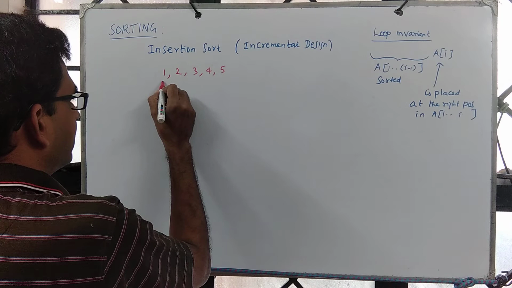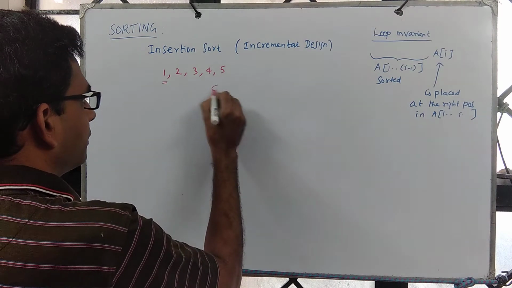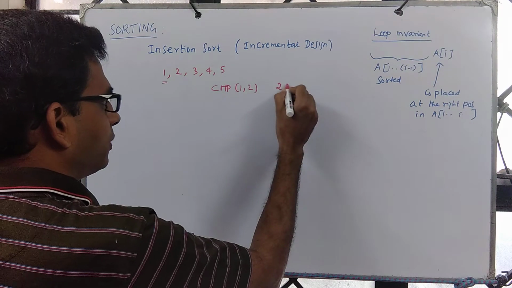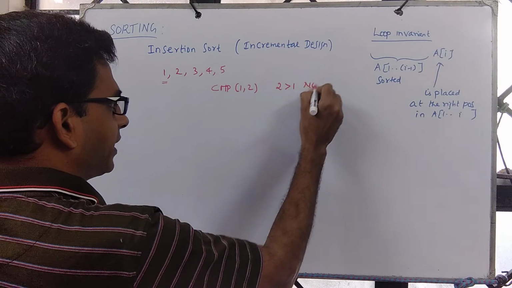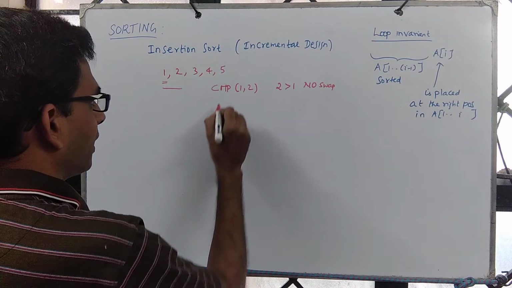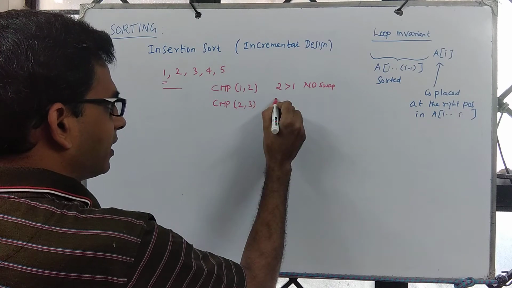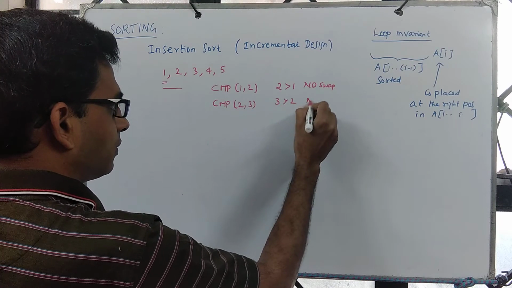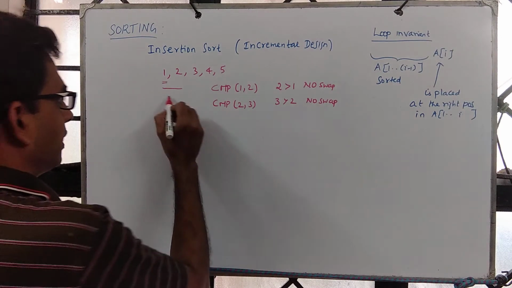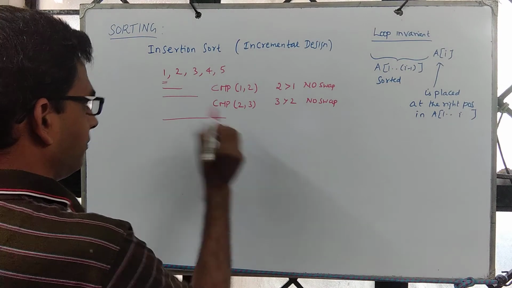Let's look at the first iteration. First iteration, 1 is already sorted. Look at 2. We compare 1 and 2. We see that 2 is more than this. So one comparison, no swap, which means these two are sorted. Then we compare 2 and 3. We see that 3 is more than this. So no swap. Please note, we just make one comparison. Then again 4 and 3, no swap. So this is what we have.